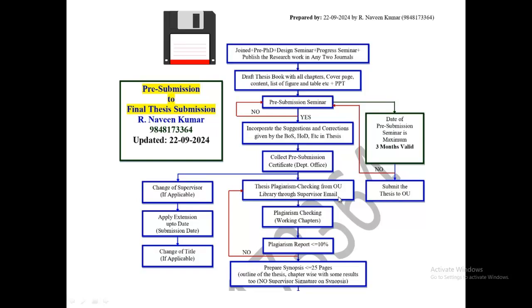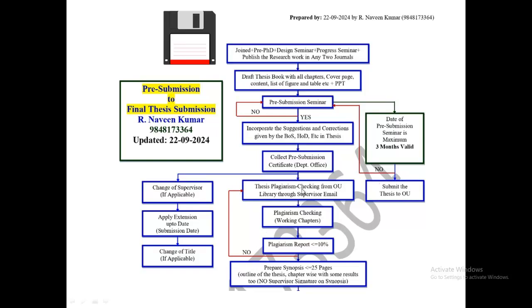The plagiarism should be below 10%. Below 10%, my suggestion is that it is better if it is 8%. So unofficially, you can check it before giving it through the supervisor to the university. You have to check it with some friends or some known professors. If it is below 10%, then with the supervisor's email only, it should be sent to the main university library for official plagiarism checking.